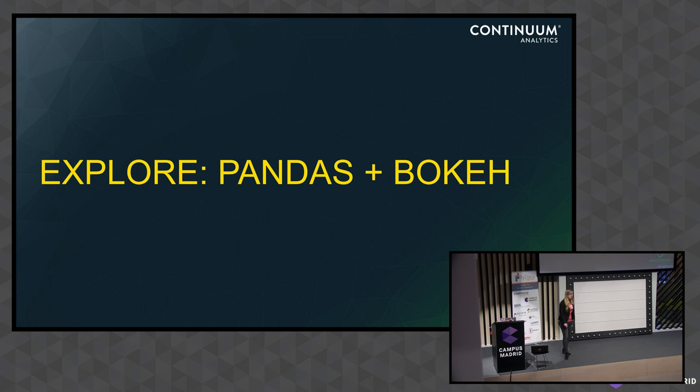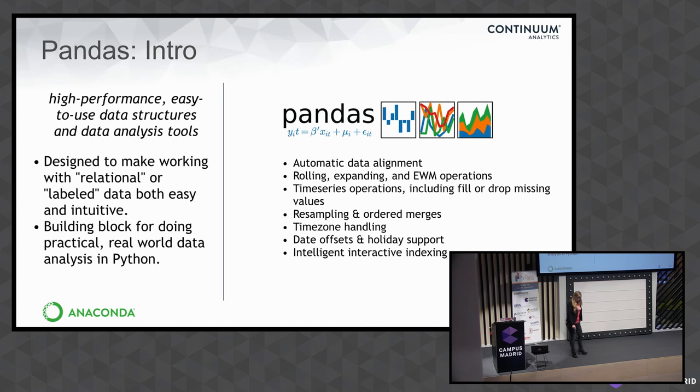Let's move to the second part, exploration with pandas and Bokeh. So pandas, what is pandas? Pandas is this high-performance package that provides these data structures. The most common one is a data frame, and it has a lot of methods around it that makes it very easy to transform your data. It's kind of like a building block. It's built on top of NumPy, and it's very widely used in the industry. It started in a high-performance trading hedge fund, in finance. So it really has evolved from that, and now it's used in sciences, data science, and in other fields.